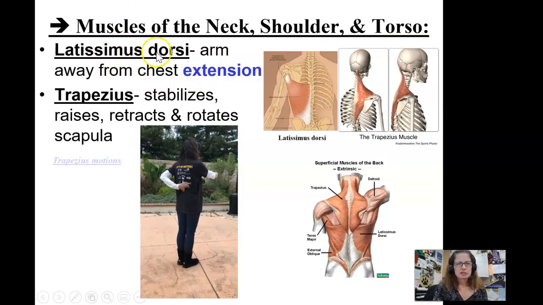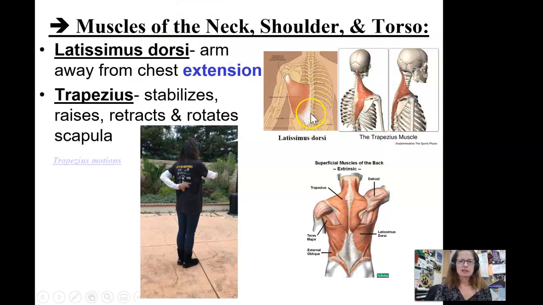The latissimus dorsi is going to do the opposite. He's going to work in opposition to pectoralis major. So if pectoralis major is bringing my arm in, latissimus dorsi is moving it away. So it's doing the extension. I have a bigger angle here, and where he's located on your back.